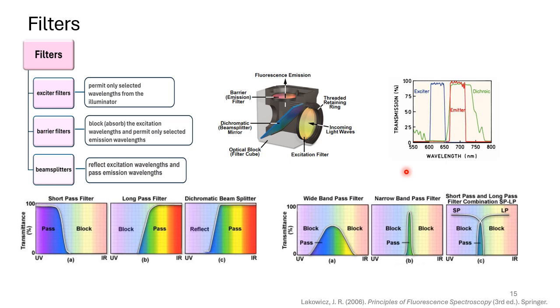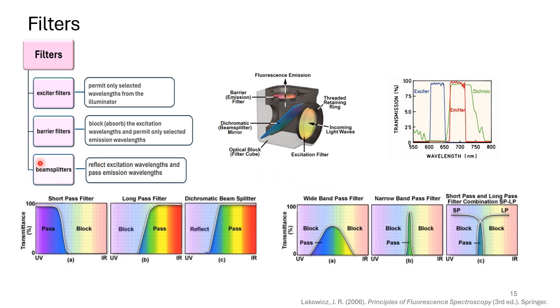Now, from this cube we can see this dichromatic beam splitter is oriented at a 45-degree angle to the light passing through the excitation filter and at a 45-degree angle to the barrier filter also. Most of today's exciter filters are the interference types. Some barrier filters are also interference type, and dichromatic beam splitters are specialized interference filters.